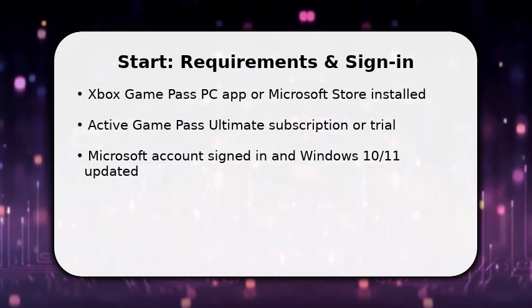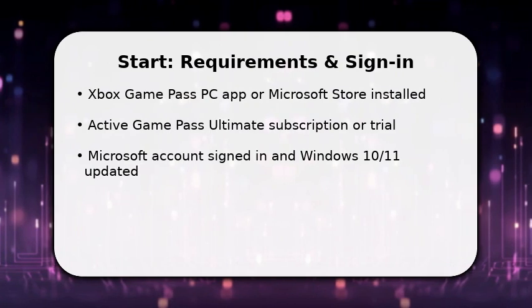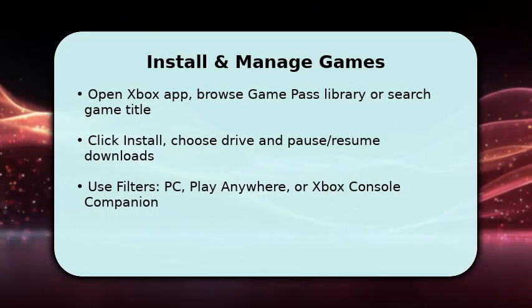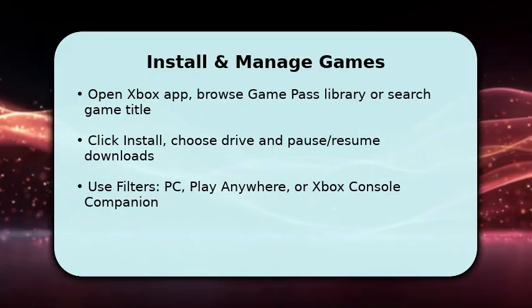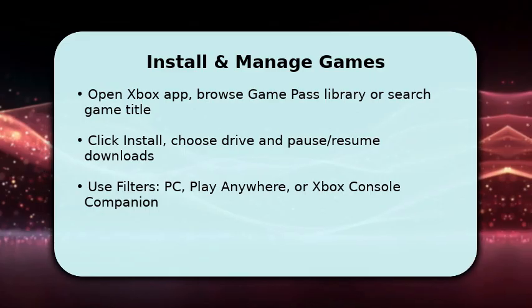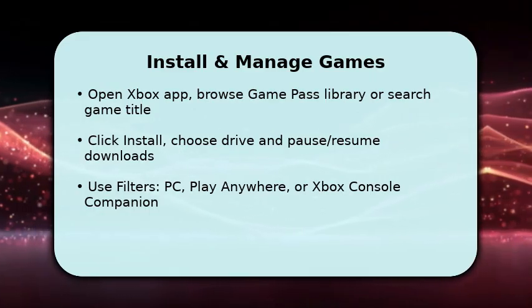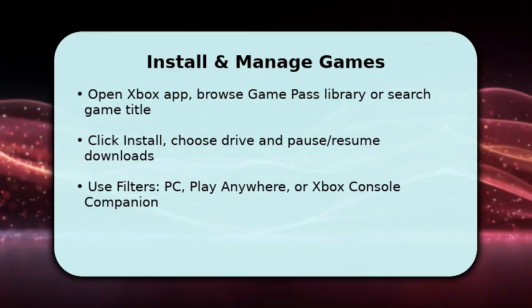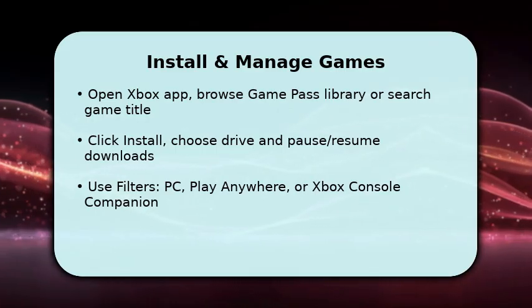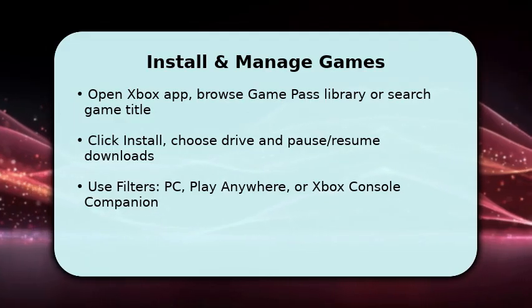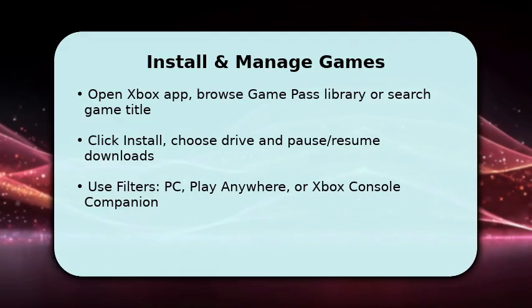This prevents sign-in or entitlement errors and lets you move directly to installing. You'll navigate the Xbox app to the Game Pass library and pick a title. Click Install and choose the drive and folder so large games go where you want them. While downloading, you can pause, resume, or prioritize files. Use this when bandwidth matters. Make sure to check the game's PC requirements and optional components like Visual C++ redistributables so the game runs smoothly.